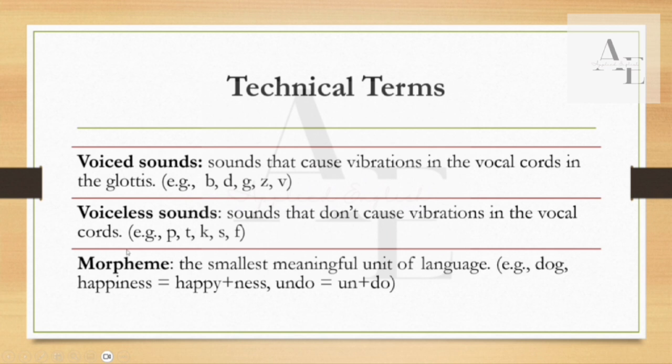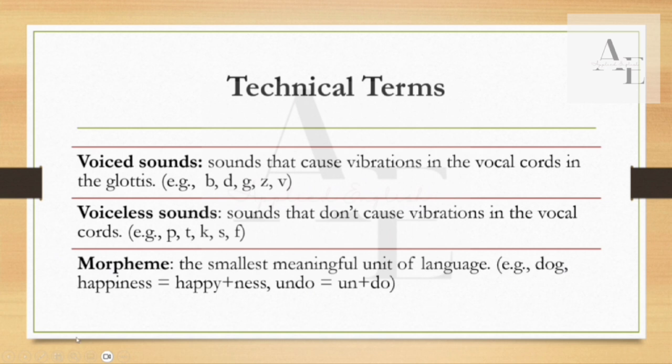Then we have morpheme, which is related to morphology. Morpheme is the smallest meaningful unit of language. When we say smallest, we mean that we can't divide it anymore. If we divide it, we won't have anything meaningful. So that's the word meaningful. So dog is a word and at the same time it's a morpheme. So it's the smallest meaningful unit.